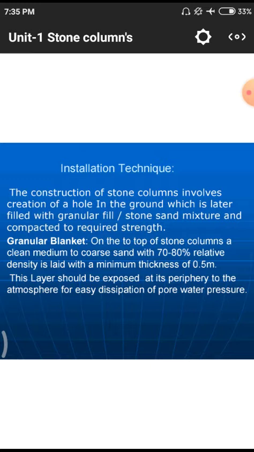Next, the layer should be exposed at its periphery to the atmosphere for easy dissipation of pore water pressure. Whatever water lies in the ground is associated with the soil, and it needs to be expelled from the pores, so the layer should be exposed at its periphery to the atmosphere.